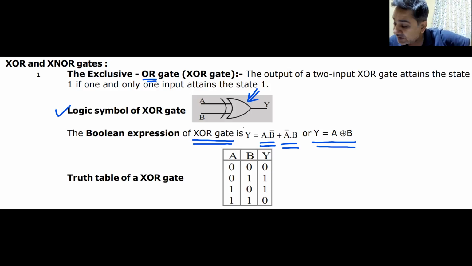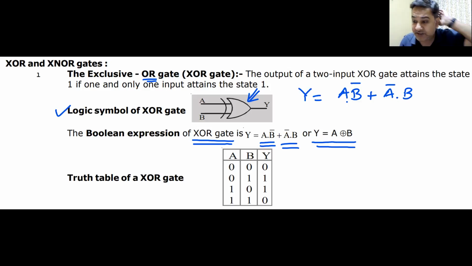But if you remember this Boolean expression, then I can help you. If you remember the Boolean expression, A dot B complement plus A complement dot B, then I can help you in finding out the result. Can you remember this expression now? Yes, sir. You'll have to remember this expression. Now, if you remember this expression, then I can tell you how to get the result.